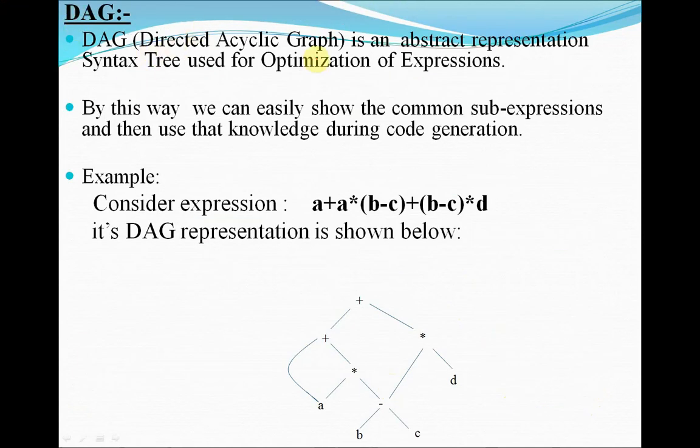A DAG is a directed acyclic graph, which is nothing but an abstract representation of the syntax tree that is used for optimization of expressions. By this DAG we can also find common subexpressions available in the total expression. So a DAG is an abstract, brief representation of the syntax tree. Write the syntax tree and try to brief it, meaning avoid repetition of nodes or common subtrees. That is called a DAG.